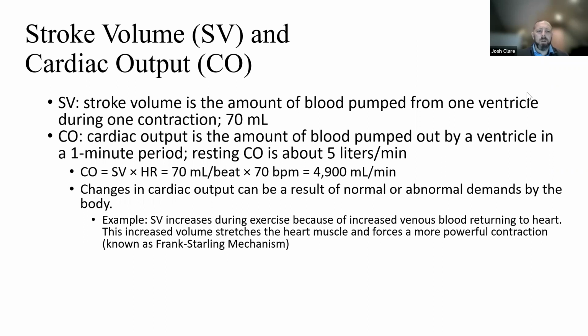Stroke volume and cardiac output. Stroke volume is the amount of blood pumped per contraction, the amount of blood pumped from one ventricle during contraction, which should be about 70 milliliters. And then the cardiac output is the amount of blood pumped out by the ventricle in a 1 minute period. Resting cardiac output should be about 5 liters per minute.